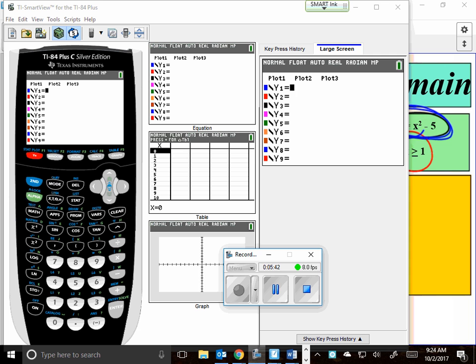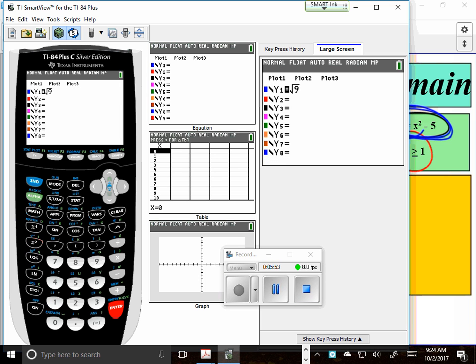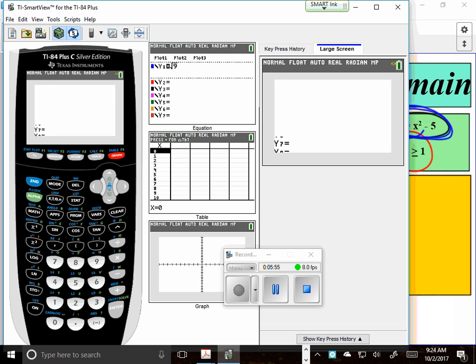All right, so I'm going to say square root of, and if you haven't seen it yet, I'm going to make the key red. It's right above the x squared key, right there. Square root of 9, enter. Now let's graph that. Does it say the square root of 9 is 3 and negative 3?